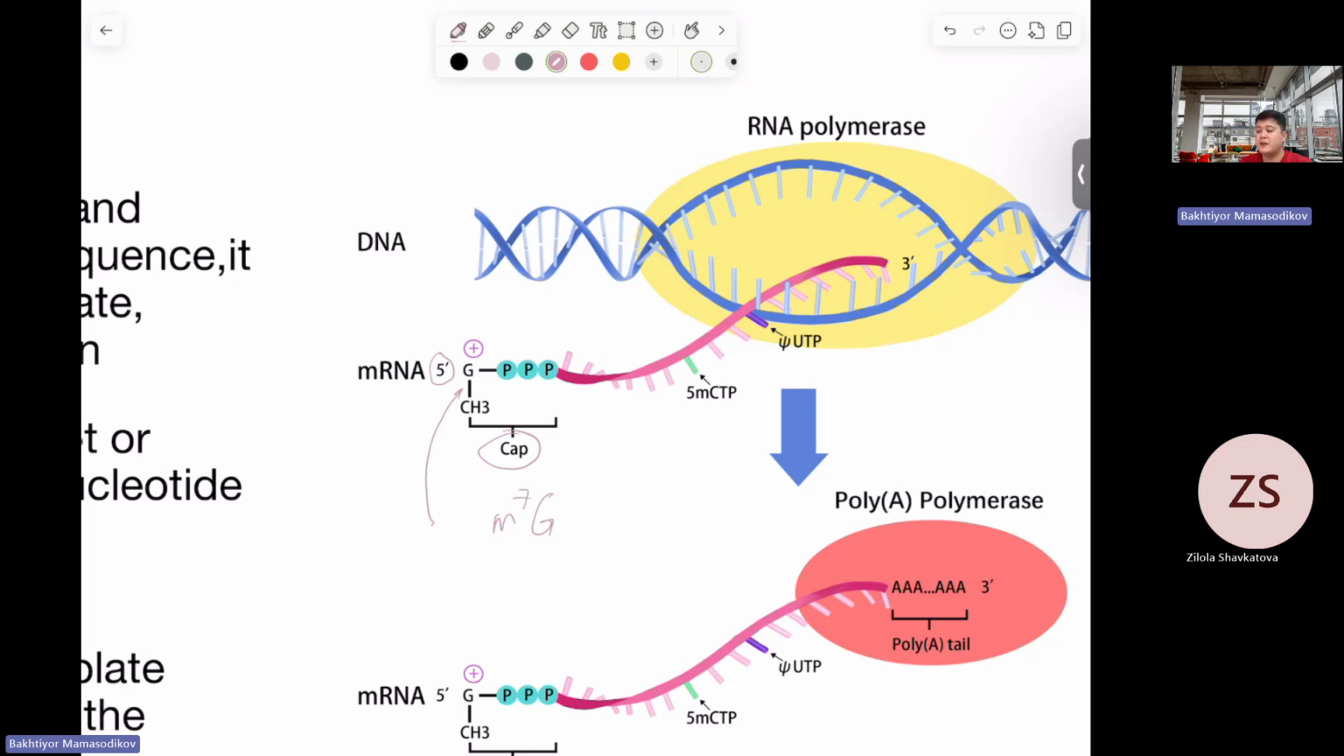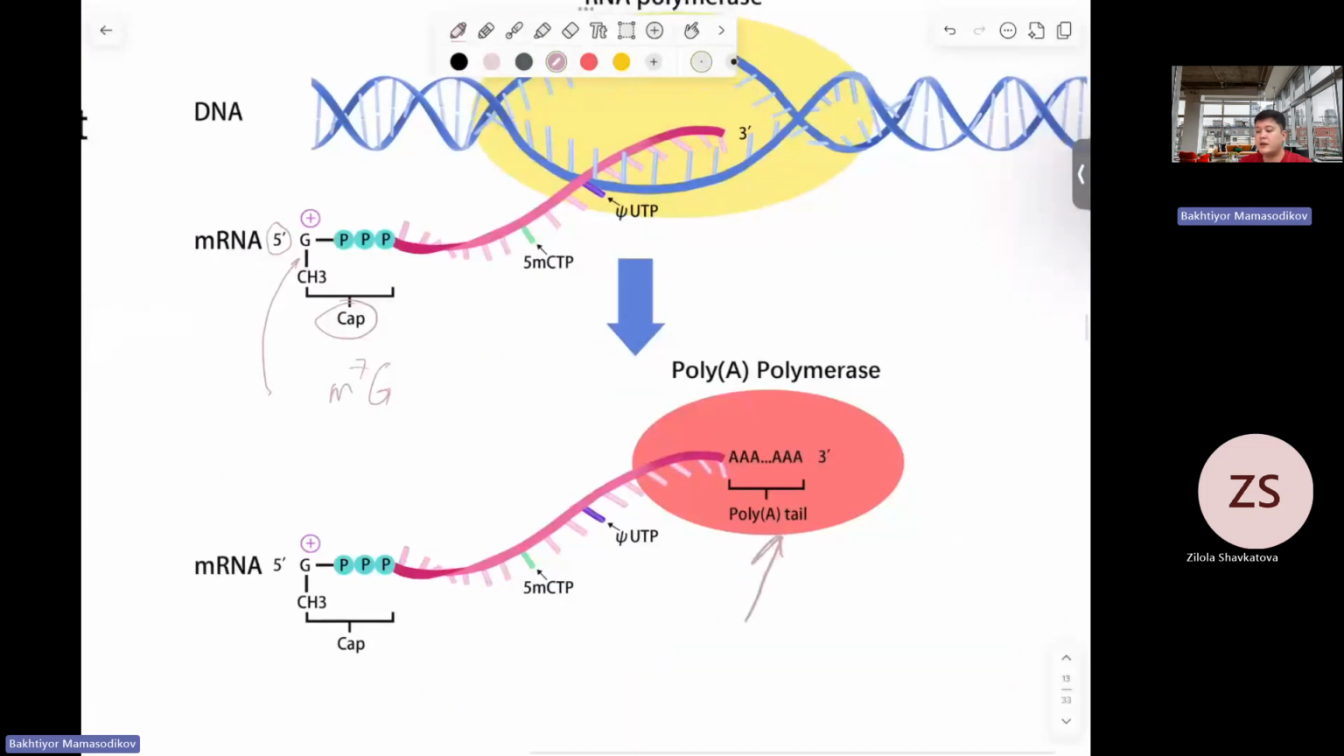Okay, so what's poly A tail? You see the poly A tail, which is in the 3 prime. This poly A tail, this is the string of adenine bases. It's added to the 3 prime end, and this is done by poly A polymerase. Okay, poly A polymerase is going to add that. What its purpose? Its purpose is to protect the RNA. We are protecting RNA with it.